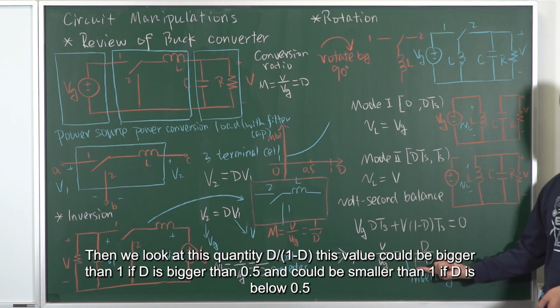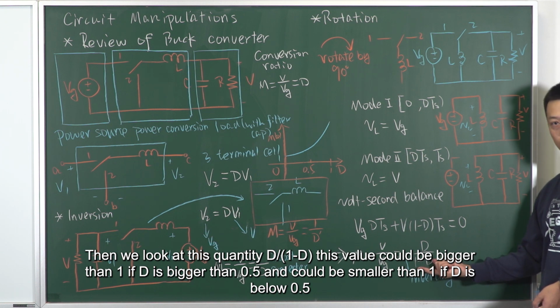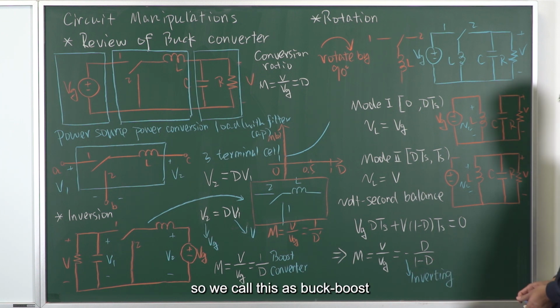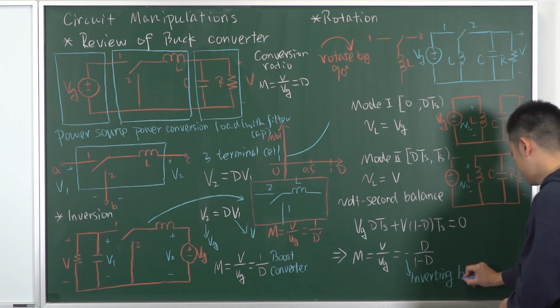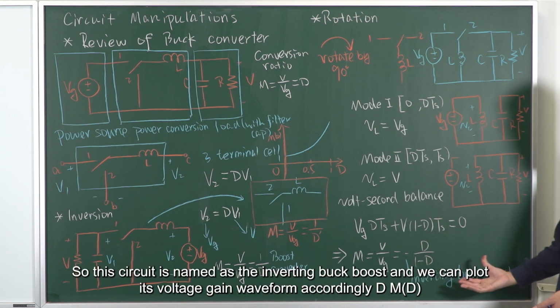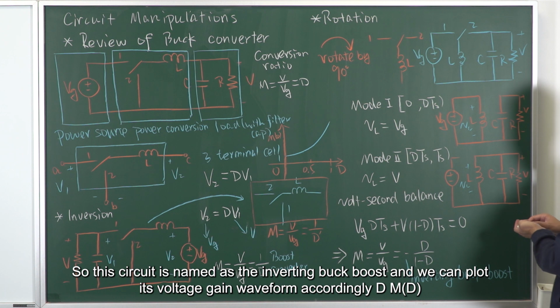Then we look at this quantity, d over 1 minus d. This value could be bigger than 1 if d is bigger than 0.5. And it could be smaller than 1 if d is below 0.5. So it means that it can either boost or buck the voltage. So we call this buck boost. So this circuit is named the inverting buck boost. And we can plot its voltage gain waveform accordingly.